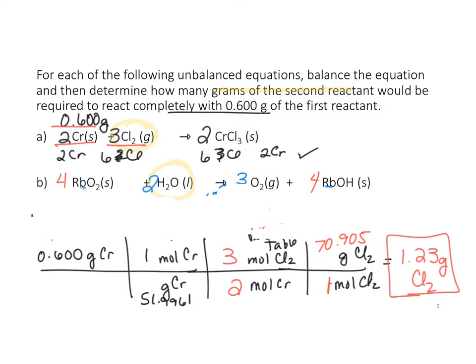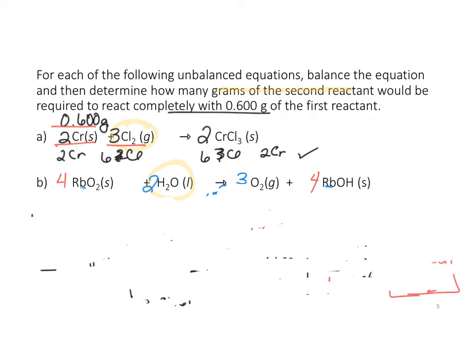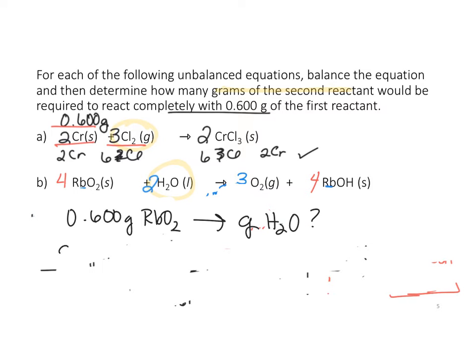And we're going to start with 0.6. Let's just do our plan again. Okay, so we're going to start with 0.600 grams of rubidium oxide, and we've got to figure out how many grams of water. And so we go from grams of rubidium oxide to moles of rubidium oxide, because that's the only way we can go to moles of water. And then we can go to grams of water.